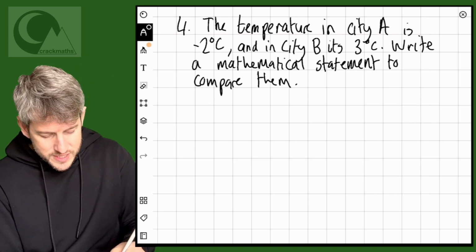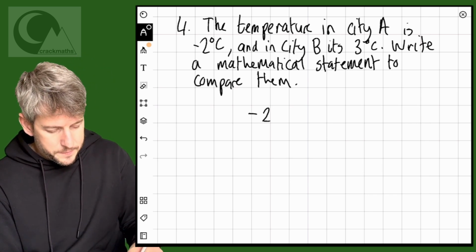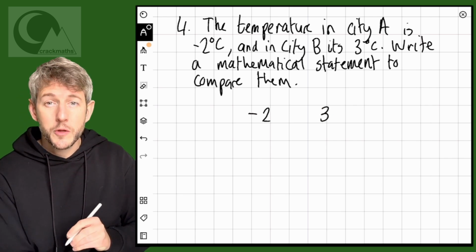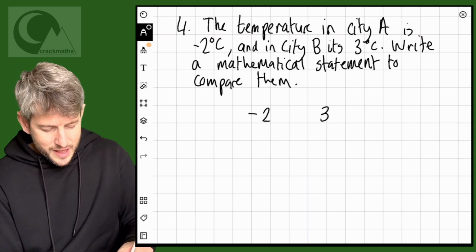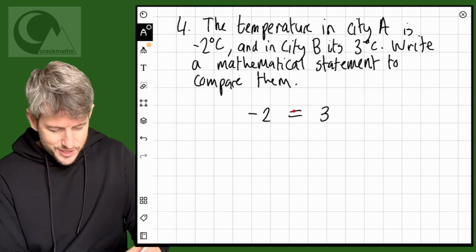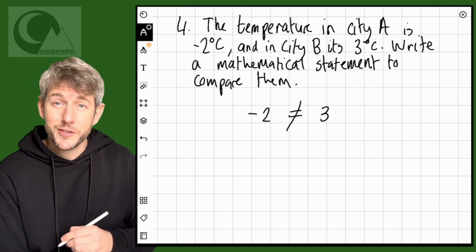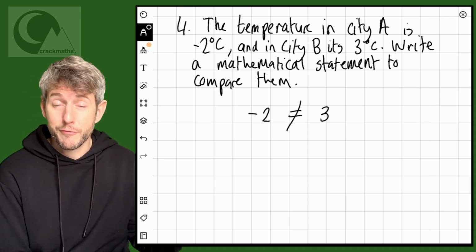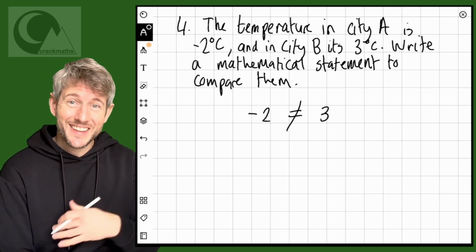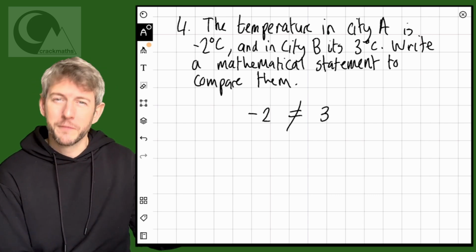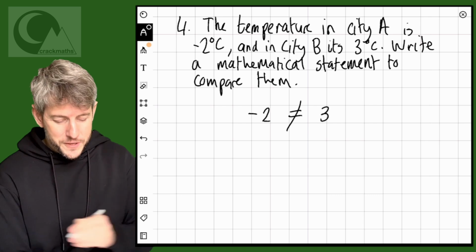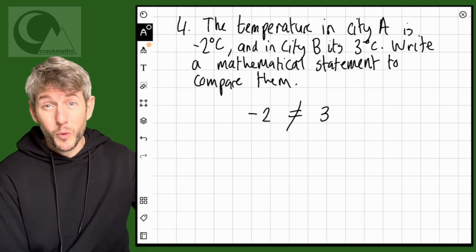So first of all, I'm going to write down -2 here and 3 here. The first one I could have, which I'm going to say is probably the least useful, is just to say that -2 is not equal to 3, okay? So we can write down that those two temperatures are different, but that doesn't give us much information. Now let's see if we can get some more information than that.